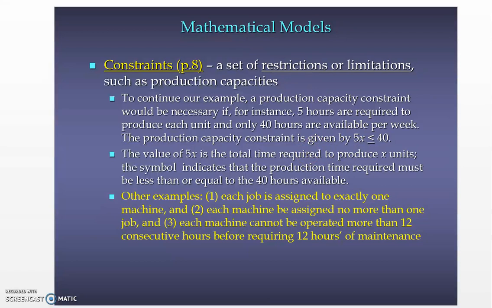Because we need 5 hours to produce a given X, and we've only got 40, the reality is that the maximum value X can equal is 8, right? Another example: sometimes only one machine can be assigned to each job, or a machine can have only one job at a time, or it can only operate for a certain number of hours a day, and so on and so forth.